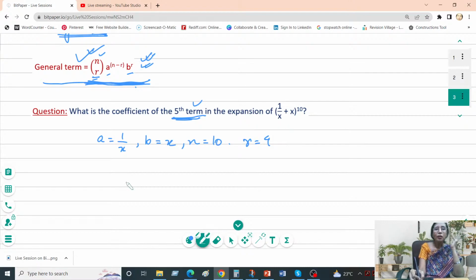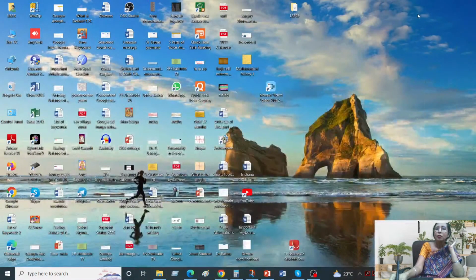Okay, so n is equal to 10. Okay, I need a calculator. Sorry. Let me just try to open it. It will be taking some time.